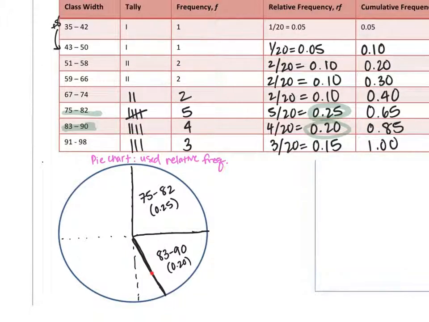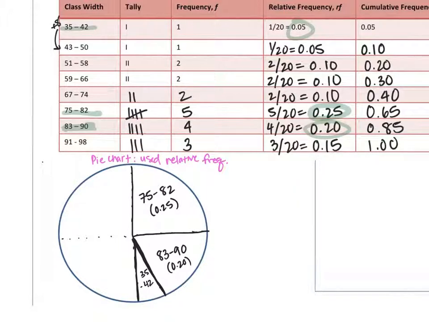Now, if I already took up 20% of this, that means this little piece right here has to represent 5%. So I'm going to look for something that is 5% on my relative frequency, such as this one here. So that interval is 35 to 42. So in here, I'm going to write this as 35 to 42. And I won't write the percentage there just because I can't really fit it very well. So this piece right here is going to be for that small portion.